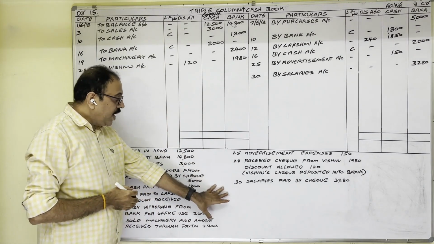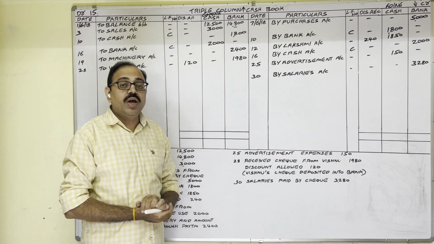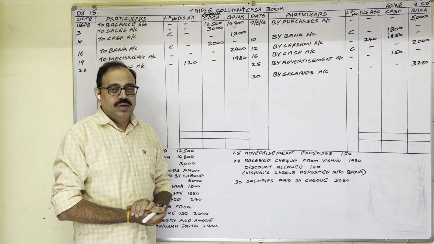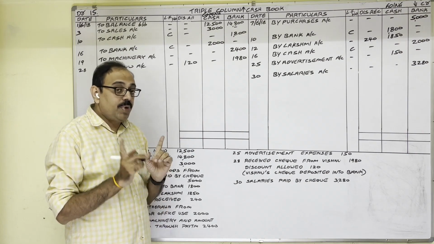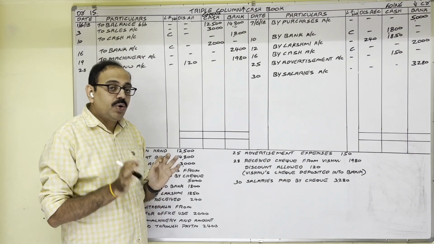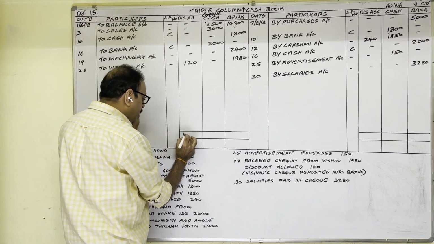So all transactions we have posted in the triple column cash book. Finally, we have to find out the balances. The discount columns we should not balance because they are memorandum columns. No, only totals we should show. Debit side total 120 rupees.